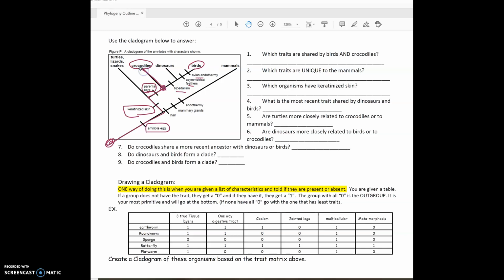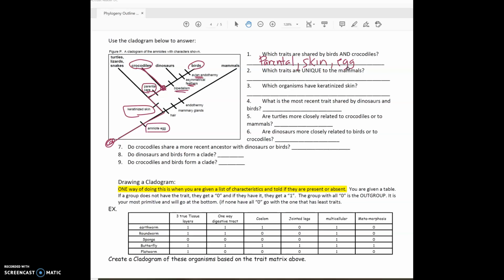Crocodiles do not have any of the other traits past this point, but then the birds would have these additional traits. So it would be parental care. I'm just going to write parental just so we can get through this a little faster. So parental care, I'm just going to put skin, the keratinized skin, and then the amniotic egg. These would be the traits that would be shared by both the birds and the crocodiles.